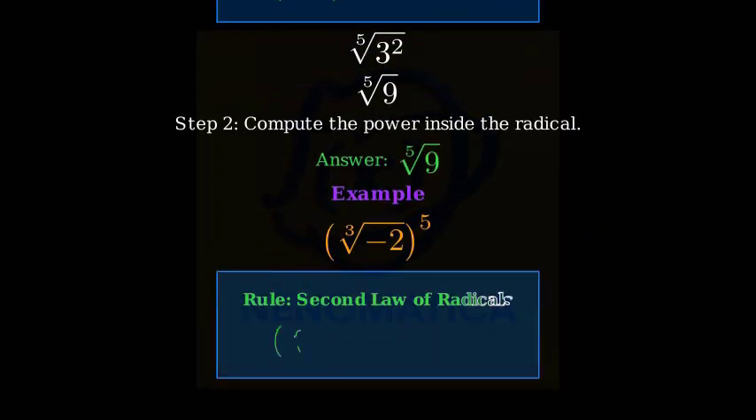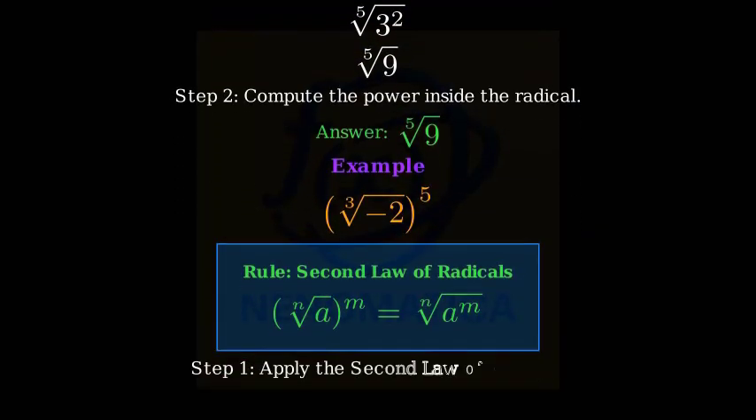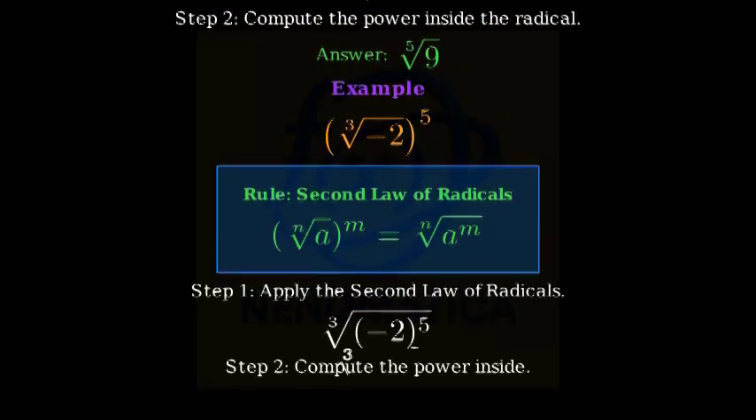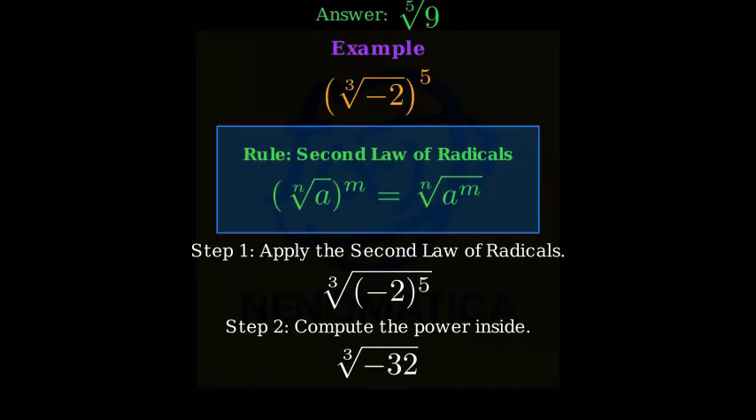Here we have the cube root of -2 raised to the power of 5. Let's apply the same rule as before, moving the exponent 5 inside the cube root. Now, we compute -2 raised to the power of 5. Since -2 to an odd power gives a negative result, we get -32.